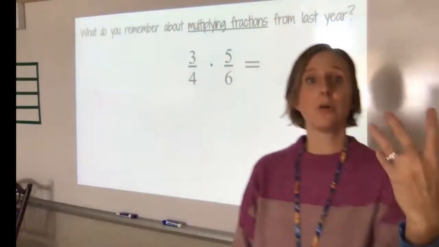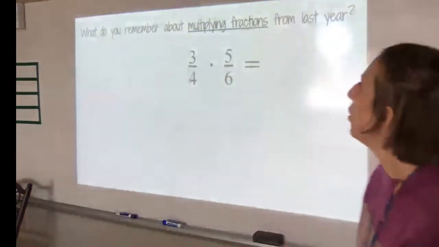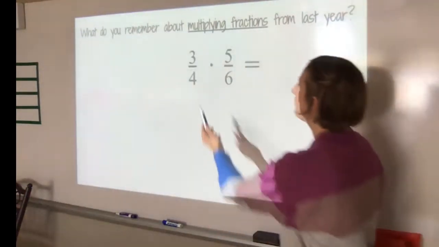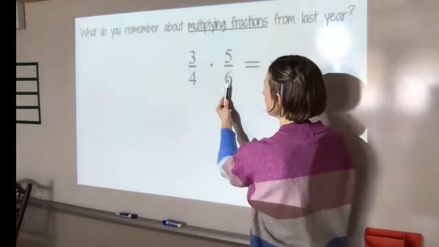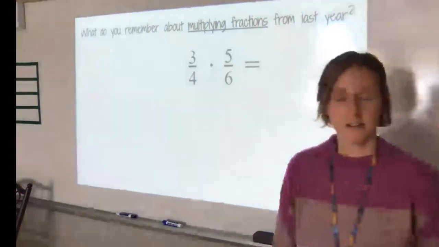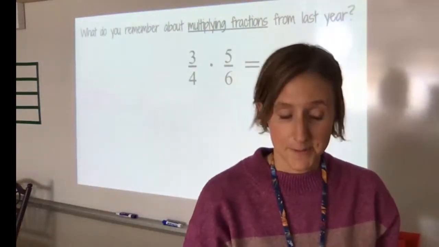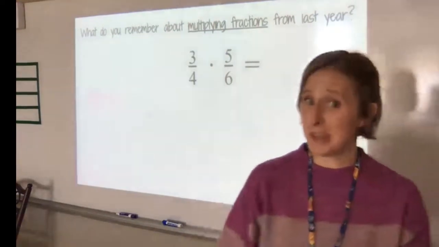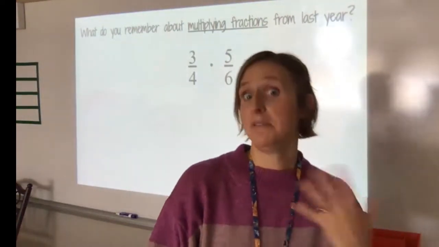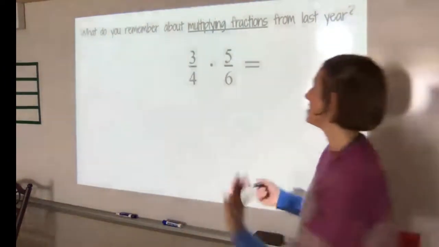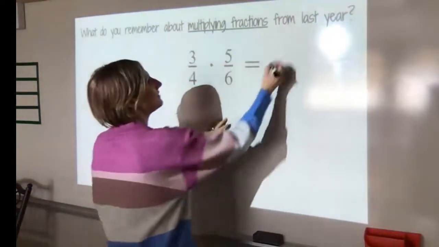Nothing you need to write in your notes, just let's review here. What do you remember about multiplying fractions from last year? If I have 3/4 times 5/6, I'm taking 3/4 of 5/6. How do I do that? Maybe you're going, Miss Kluver, I remember that it was a little bit easier than adding or subtracting them. That's how I felt. I just said multiply my numerators and multiply my denominators. So let's do that. 3 times 5 is 15.